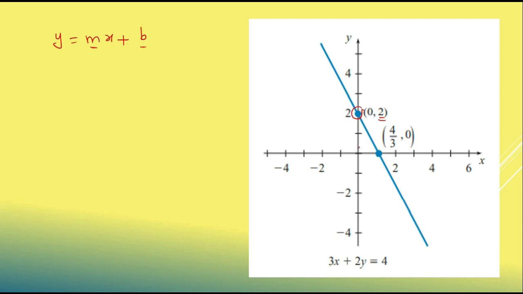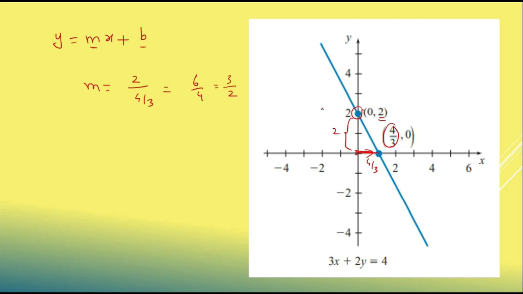What is the slope? Look at this one. Here, how many units change in x? From 0 to 4 over 3. So change in x is 4 over 3. Change in y is 2 units. So the slope m is 2 divided by 4 over 3. So it will be 6 over 4, which will be 3 over 2, isn't it? 3 over 2.